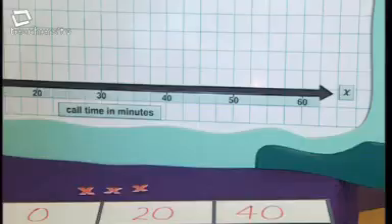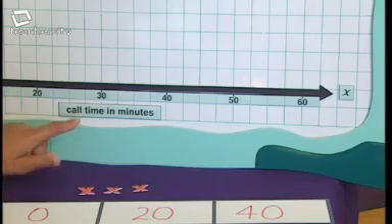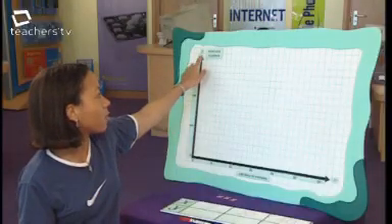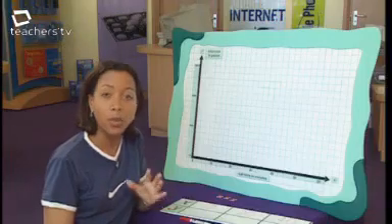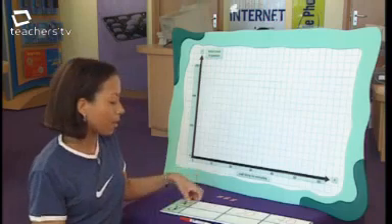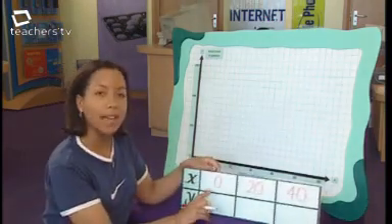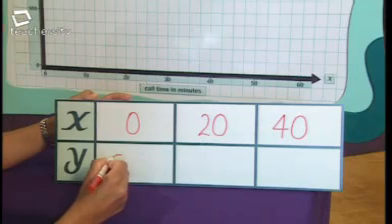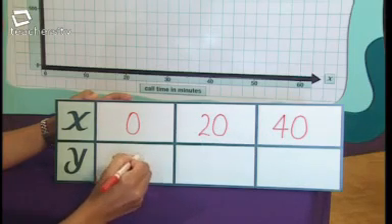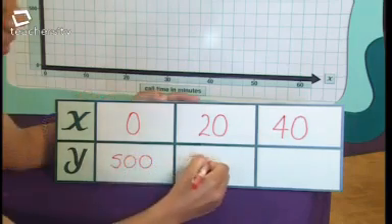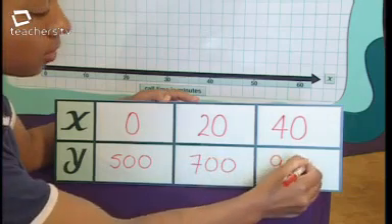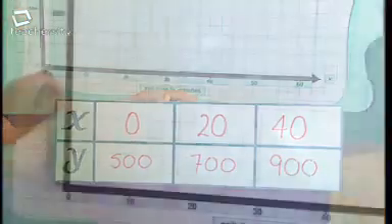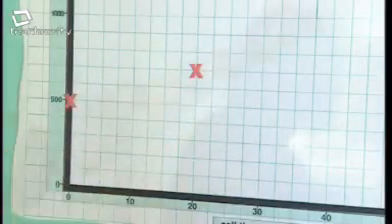All graphs have two axes. Here, the horizontal axis, or x-axis, is where I'm going to record the call time in minutes. And the vertical axis, or the y-axis, is where I'm going to record the total cost in pence. It's best to plot 3 points, and you can work these out from the call rate. First of all, let's say that our first point is going to be at 0 minutes. For 0 minutes, the call charge is £5, or 500 pence. For 20 minutes, the call charge is £7 or 700 pence. For 40 minutes, the call charge is £9 or 900 pence. Plot the points and you get a straight line.